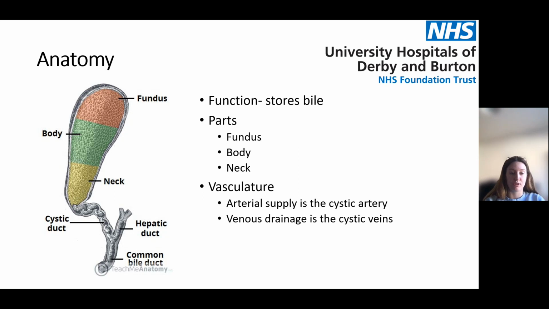As you can see in this photo, there are the three ducts. So the hepatic duct comes from the liver. The cystic duct comes out of the gallbladder, and then where those two meet is the common bile duct.